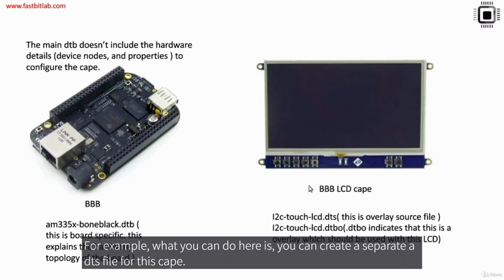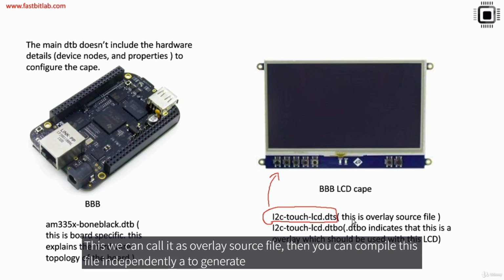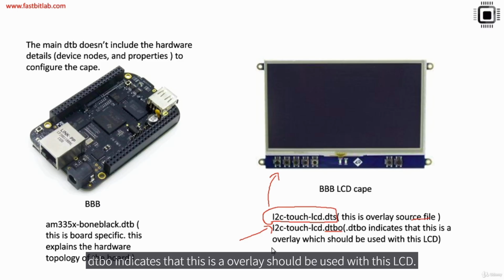For example, what you can do here is you can create a separate DTS file for this cape. This we can call it as overlay source file. Then you can compile this file independently to generate the device tree blob. Here .dtbo is an extension we use to represent binary of an overlay, DTBO. DTBO indicates that this is an overlay which should be used with this LCD.